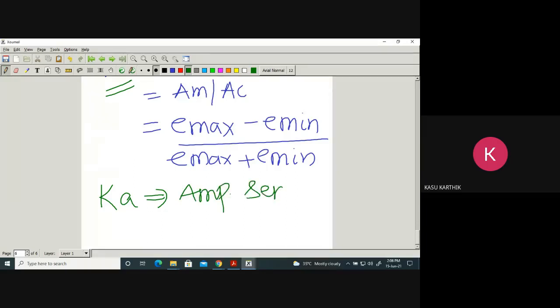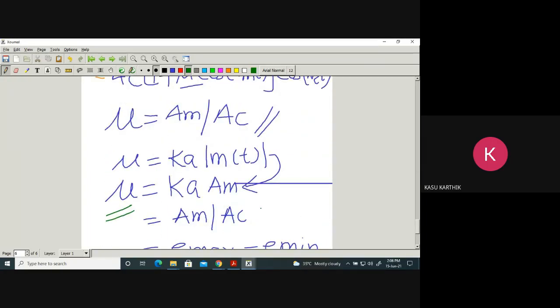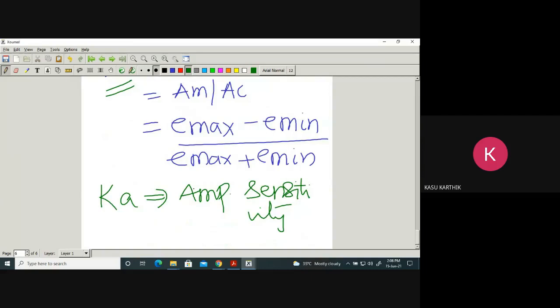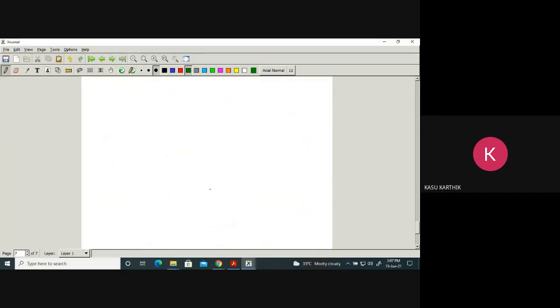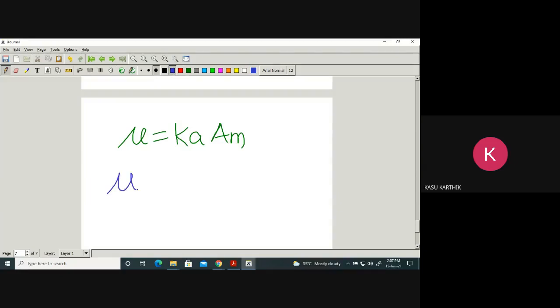Amplitude sensitivity. What is the purpose? Here we know that mu equals Ka into Am. Typically mu should be less than or equal to 1. What is the job of this Ka?